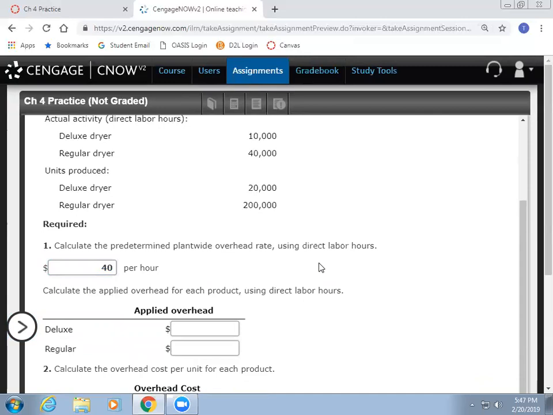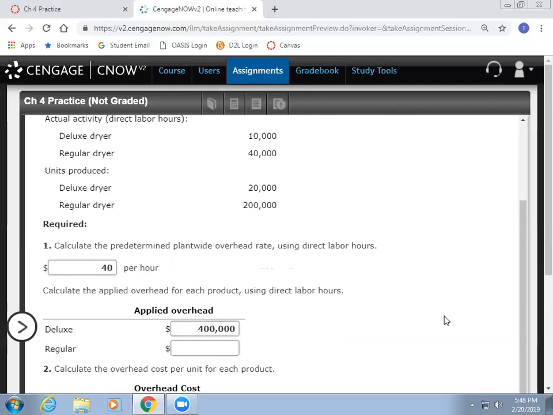So if we were to apply overhead based on direct labor hours, we would apply $40 per direct labor hour used for each product. So to apply overhead on this next part, we are just taking that predetermined overhead rate times the actual activity. Okay, so that's pretty easy too. So for deluxe, we're taking the $40 per hour times 10,000 hours. So in this case, for deluxe, we would apply $400,000 of overhead to the dryer.